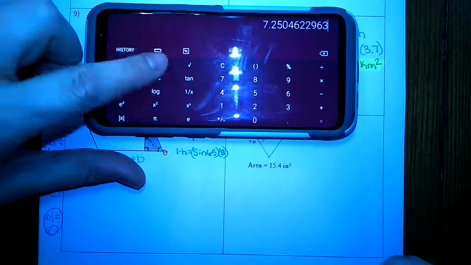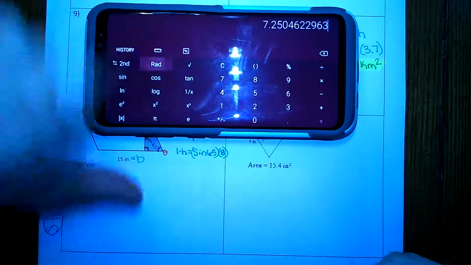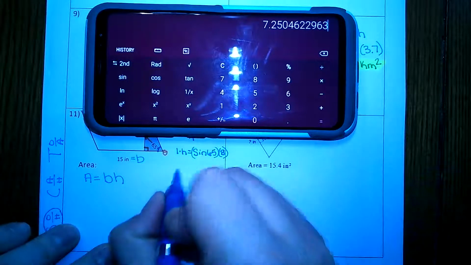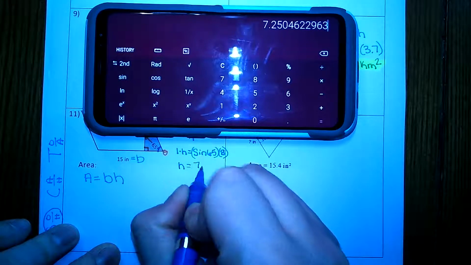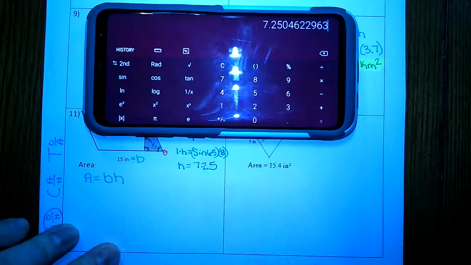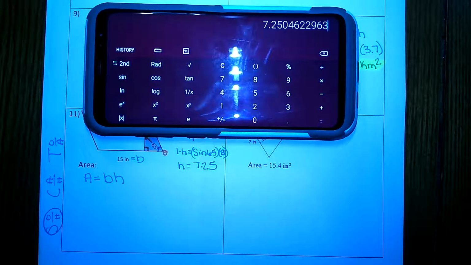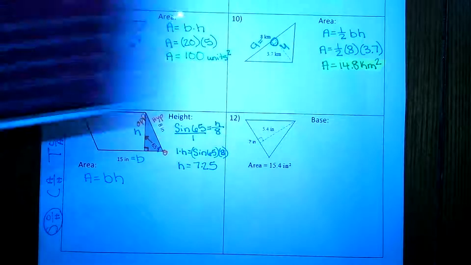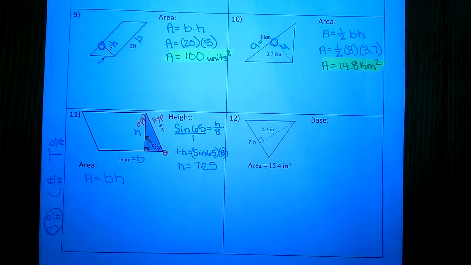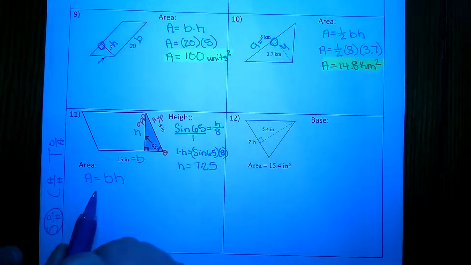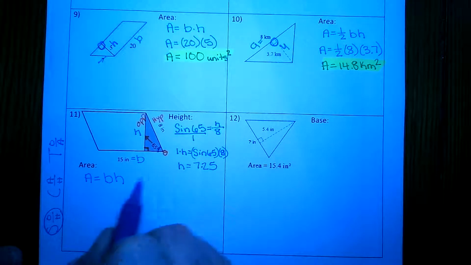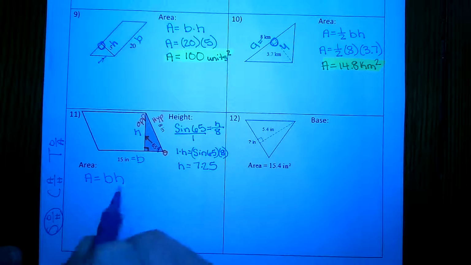Let's see, am I in degree mode? Yes, I'm good to go. So the height is equal to 7.25. Now that was a lot of work just to find the height of this triangle. I'm not even done with this problem. Now my intention was to find the area, but I now know that the height in this formula is 7.25.